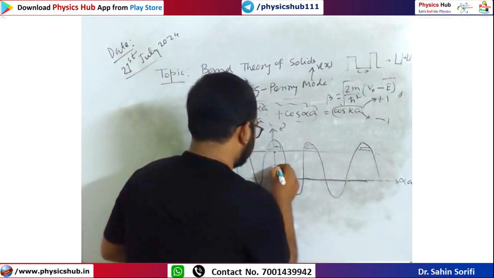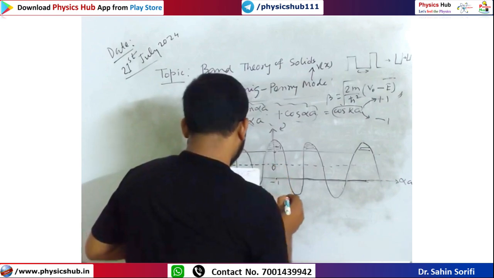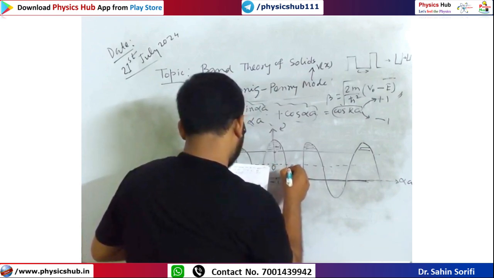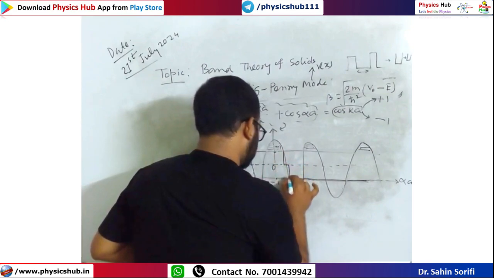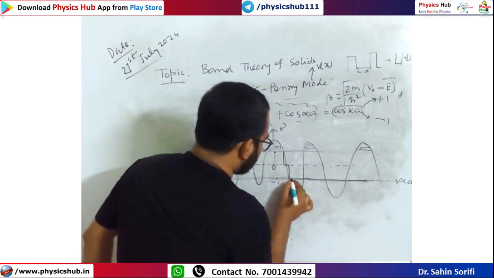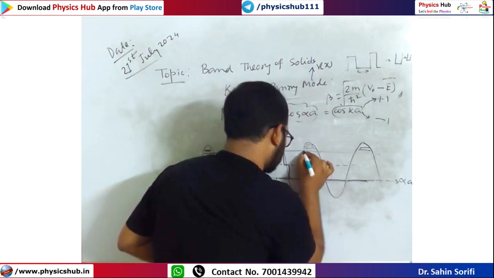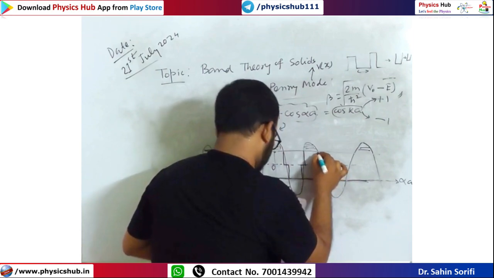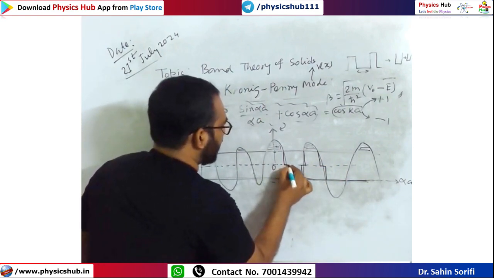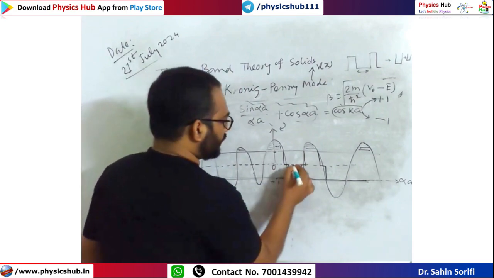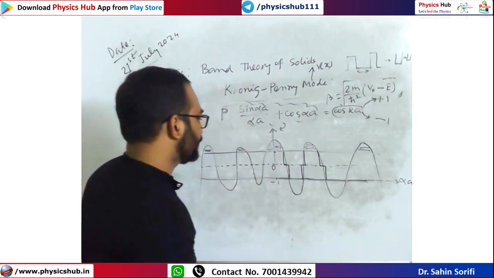Let's first write it. This is 0. Let's draw it where they are cutting. It should not cross plus minus 1. That is what we have to keep in mind. So these solid lines are those regions which are allowed, and the broken lines are those regions where the value is either more than plus 1 or less than minus 1. Those are forbidden regions.